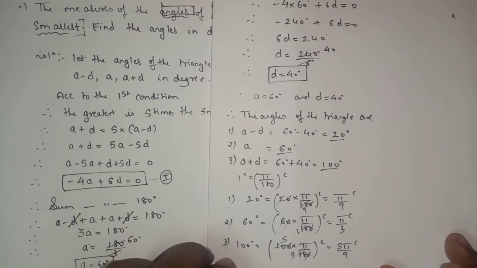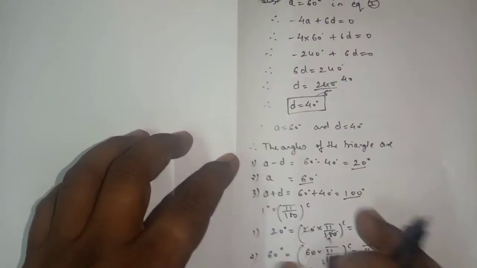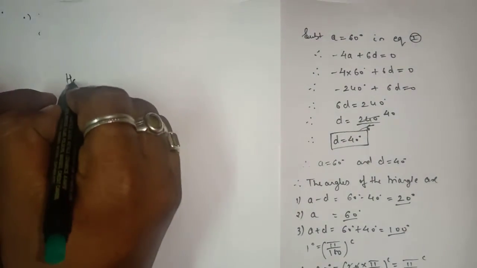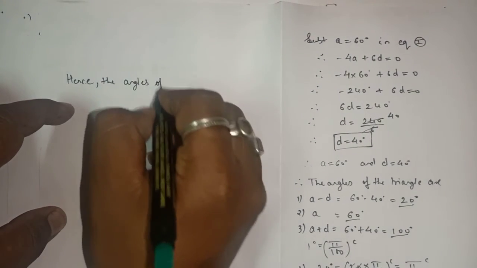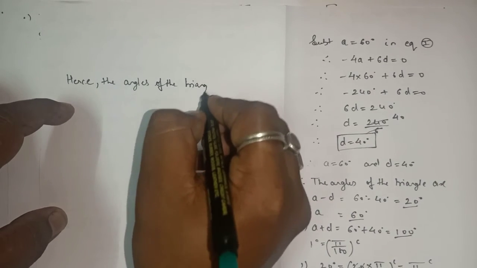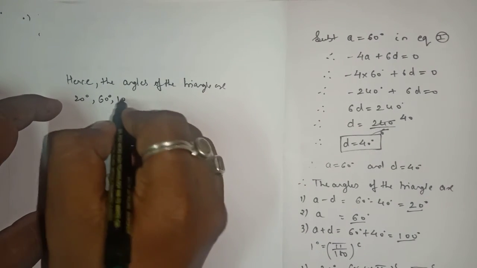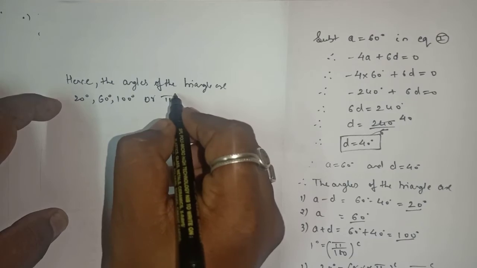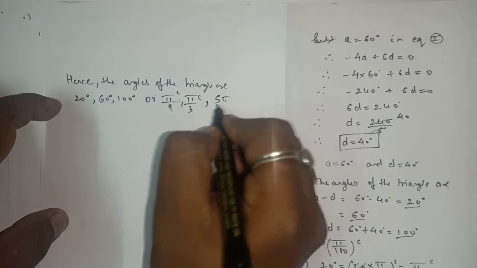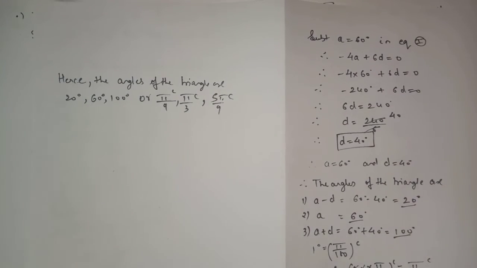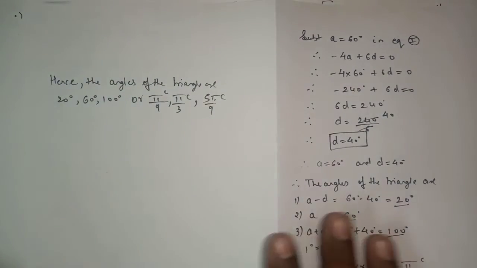So here we got the answer in degree as well as in radian. So here in the final step you will write, hence the angles of the triangle are 20, 60, 100, or in radian it will be pi by 9, pi by 3 and 5 pi by 9. So here we got the answer in both the systems, in degree as well as in radian.